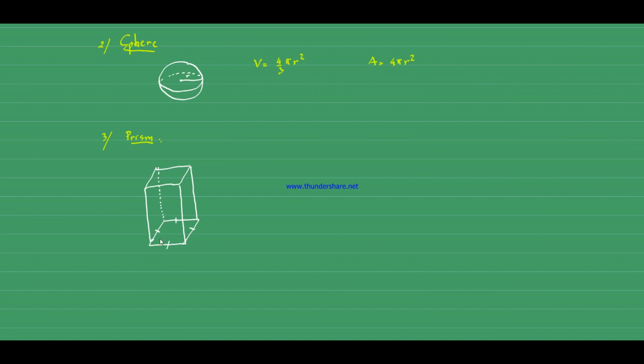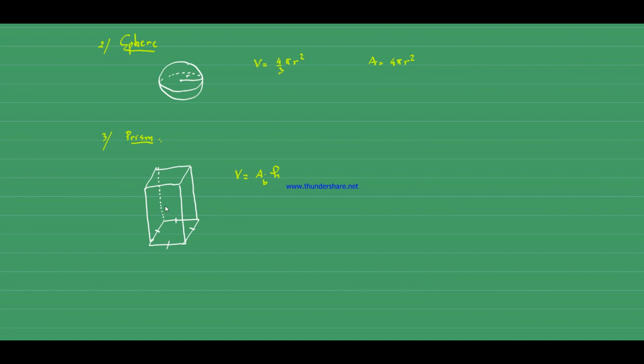The top and the bottom right here is the square, and all four surrounding surfaces over here are rectangles. We can find the volume of this one by multiplying the area of the base by the height, which gives you the volume of this prism.